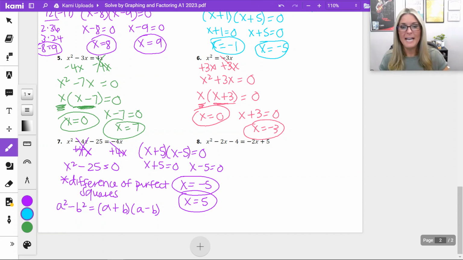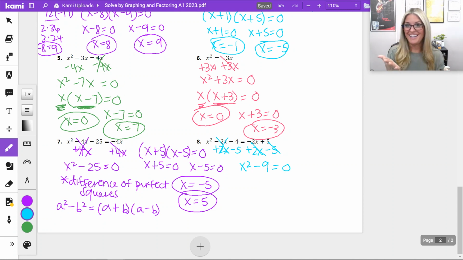One last problem, number 8, we would add the 2x. And I would also have to subtract 5 from both sides. Our new polynomial, x squared, the 2 x's canceled out, and we were left with -4 minus 5 is -9. Again, is our GCF here? No. It's another difference of perfect squares. X is being squared, 9 is a perfect square, 3 times 3. And so this is going to factor into x plus 3, x minus 3.